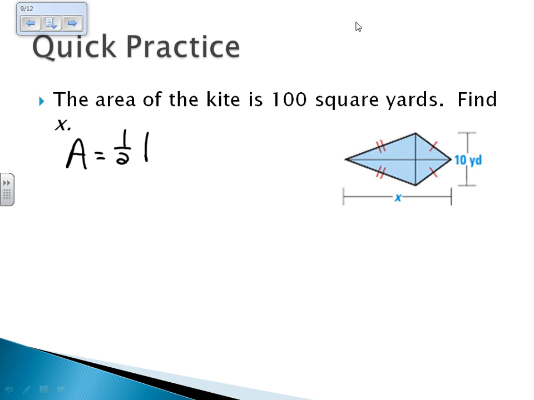D1, D2. So the area, what do I plug in? 100 square feet, square yards equals. Kimberly, go ahead and finish it. Half. What's D1? 10? Doesn't really matter. 10 yards times X.